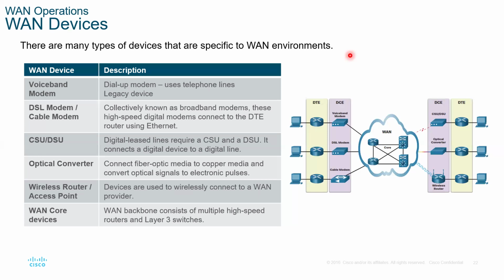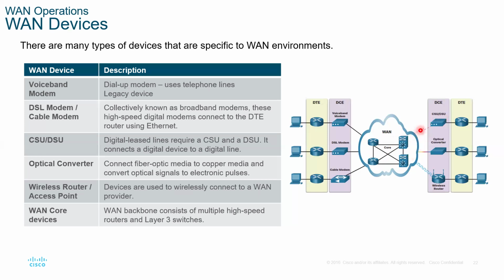Not much there. Then we have our wireless router, our access point. I think we are familiar with those, used to connect wirelessly to a wide area network. Then our WAN core devices. These are mainly multiple high-speed routers and layer 3 switches that make up the wide area network right here at the core. So we have a number of switches, then a number of media connecting from the WAN to our CPE.